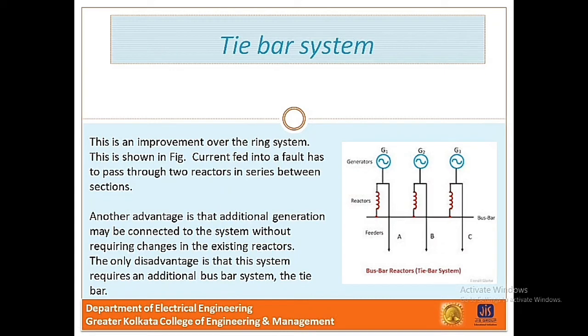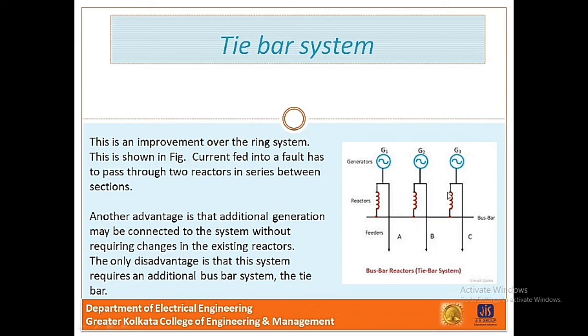Now, next one is the tie bar system. Comparing the ring main system with the tie bar system, it is clear that in the tie bar system there are effectively two reactors in series between sections, so the reactors must have approximately half the reactance of those used in the ring main system.